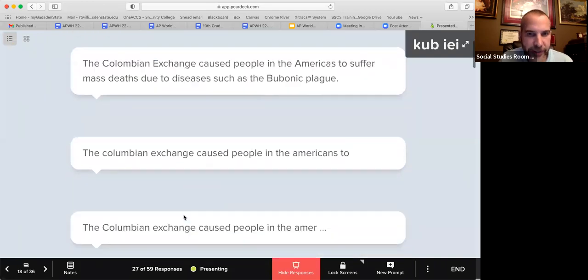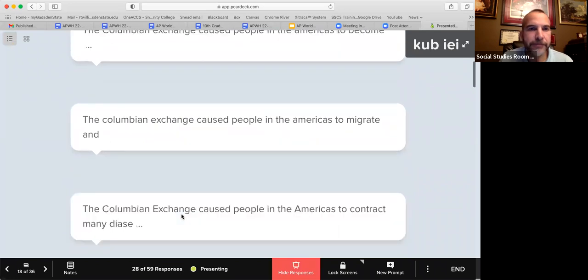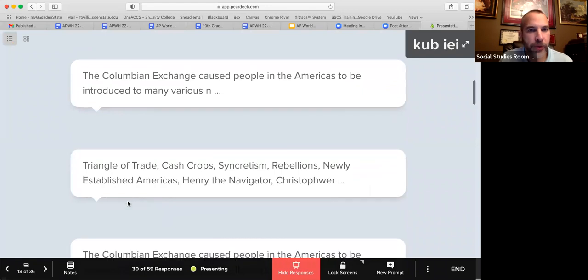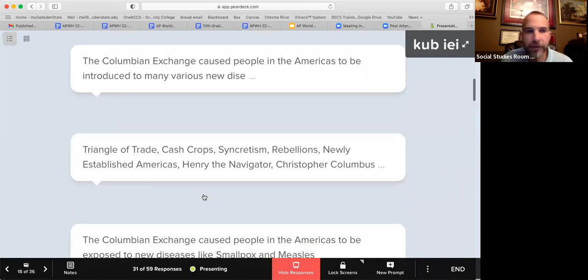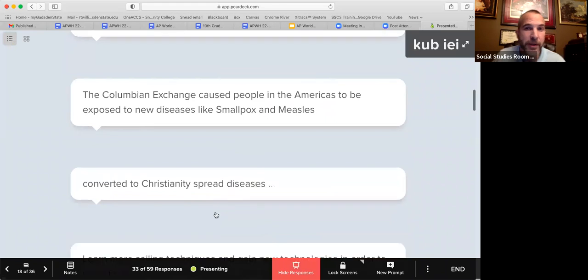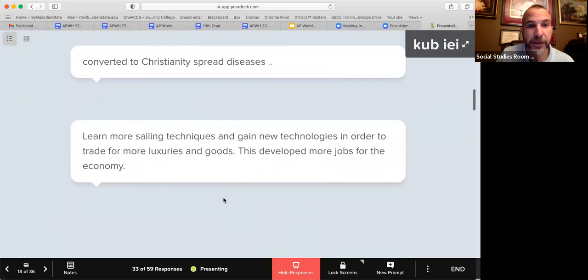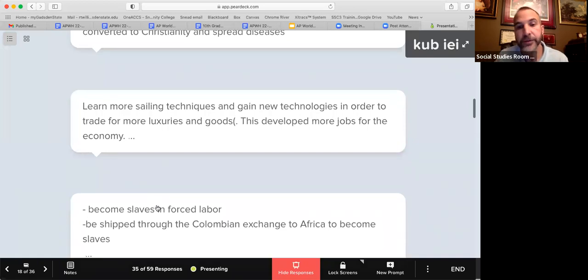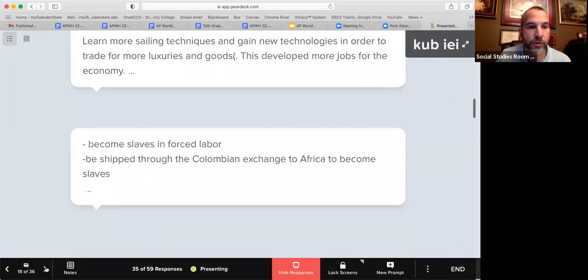Yeah, mentioning diseases. I see some migration here. Triangle trade, a lot of good, very specific terminology there, syncretism, great. Smallpox and measles to discuss some of the worst of the diseases that were spread. I'm seeing some really good responses. Excellent. Obviously, we're going to get to slavery. That's going to be a major issue here. Great job.